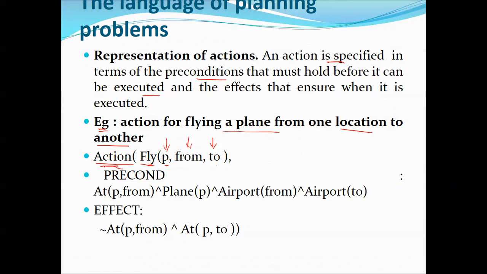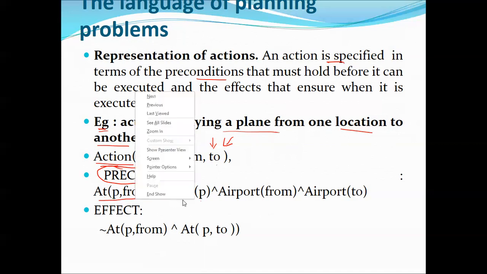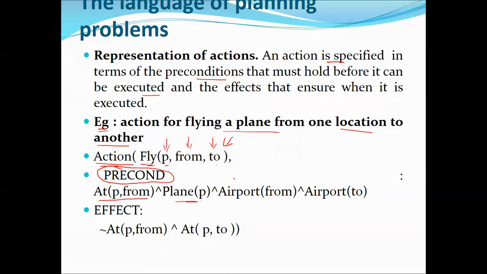But for this, there is a precondition. What is the precondition? The plane P should be at the from location, At(P, from). Before you apply this action, all these things should be satisfied. What are the things? This particular plane should be at the location from, that is, At(P, from), and P should be a plane, and from should be an airport, and to should be an airport. So if these conditions are satisfied, then this action can be applied.